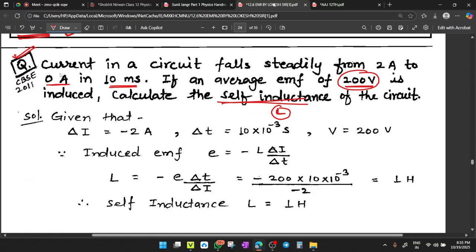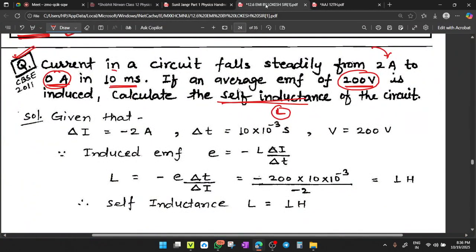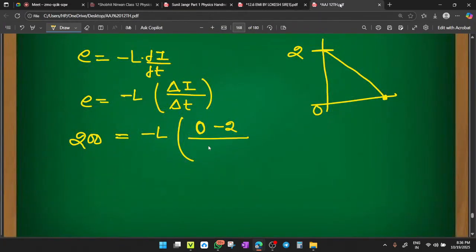Current is initially 2 ampere and it falls to 0 ampere. So change equals final minus initial. Finally it was 0 ampere and initially it was 2 ampere, right? As the current is changing, it falls from 2 ampere to 0 ampere. And time taken, how much? It is 10 millisecond. So 10 millisecond means 10 into 10 to the power minus 3. Why? Because 1 milli equals 10 to the power minus 3, right?